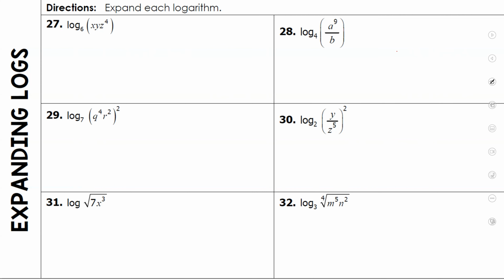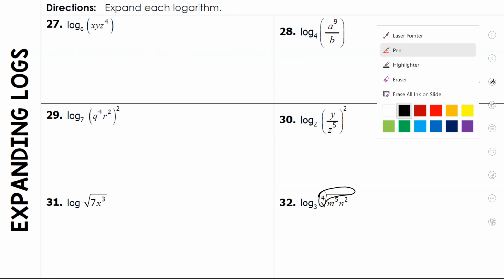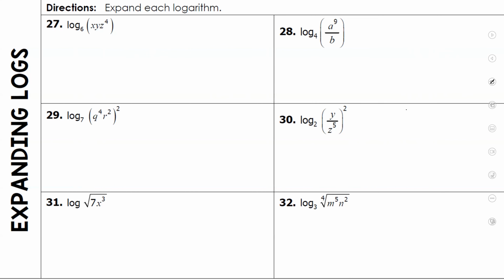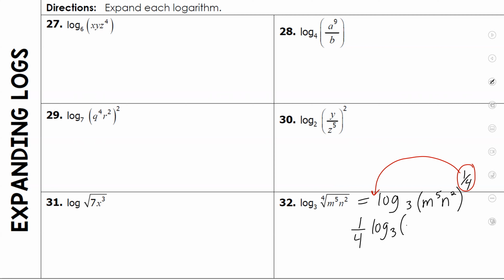32? Okay. So guys, this is a 4th root. How can this be rewritten? To the 1/4. Okay. So I'm going to write this as log base 3 of m to the 5th, n to the 2nd, all to the 1/4. Now remember, your powers can go to the front. So that's exactly what I'm going to do. This will be 1/4 log base 3 of m to the 5th, n to the 2nd power.